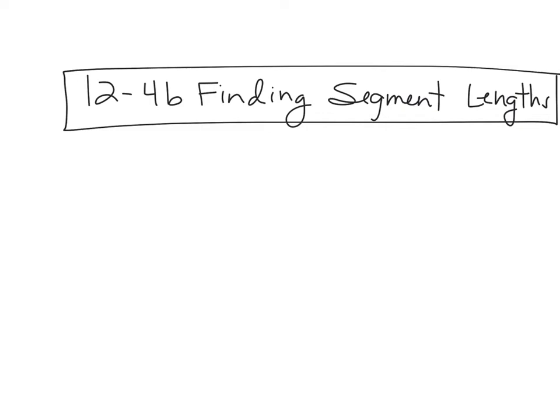12.4b, which is finding segment lengths. And there is one theorem for this section, but that theorem looks 3 different ways depending on what you're working with. What you need to remember is the idea behind it, because if you can remember the rule that goes along with it, then it doesn't matter what the formulas are. You should be able to come up with your own formula every time, okay? So if you can remember the rule, you're in good shape.